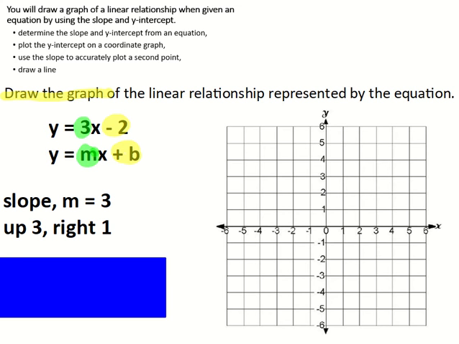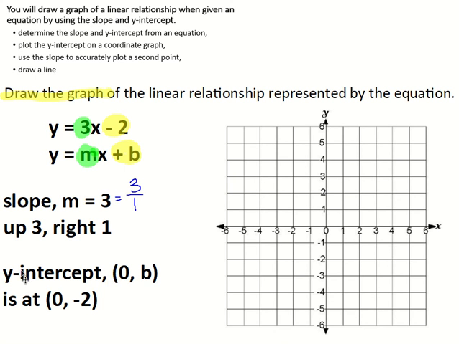So since the slope m is 3, we're going to first of all change that to a fraction so we see the change in y over the change in x. So I'm going to write the slope as 3 over 1. It's positive, so I'm going to keep it as positive. 3 over positive 1. So that means we're going to move up 3 and right 1. And then our y-intercept is at 0, b, so it's at 0, negative 2.